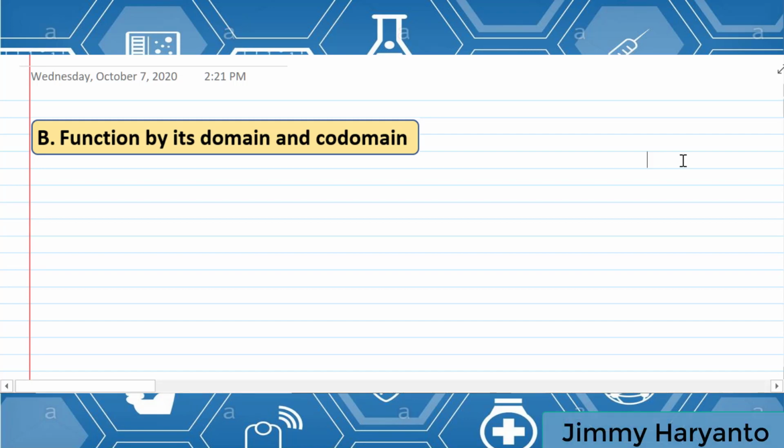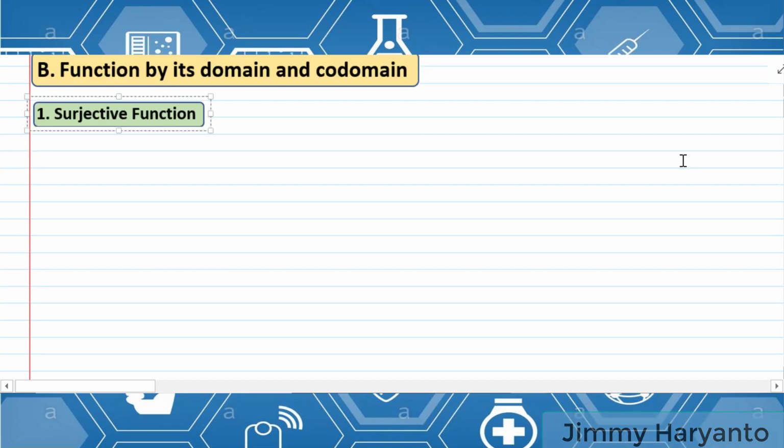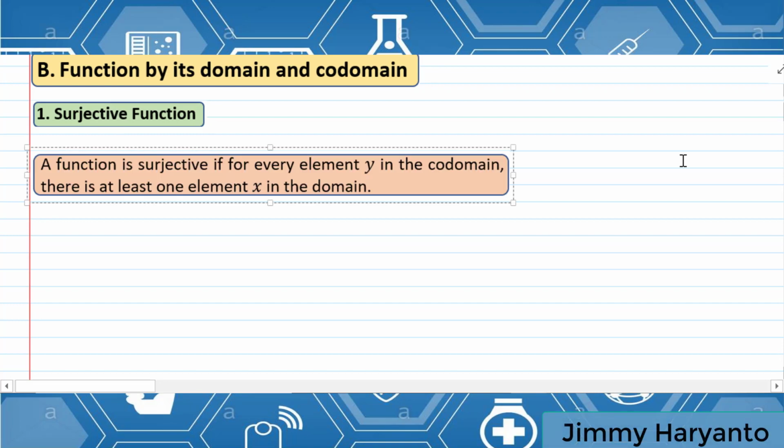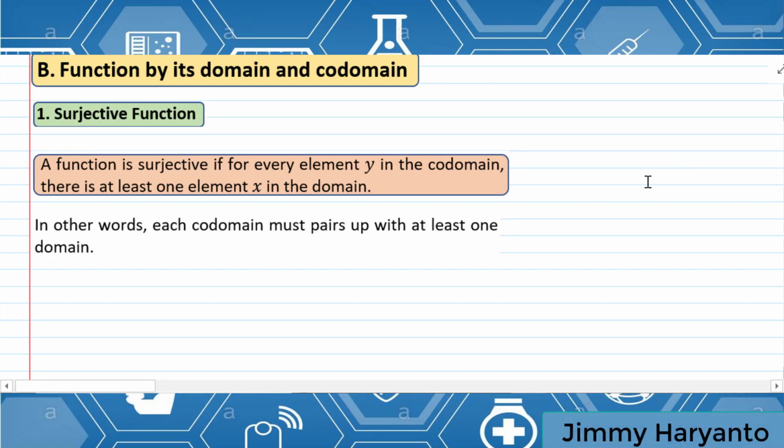Okay guys, today we will continue with our types of function. Today is function by its domain and codomain. The first is surjective function. A function is surjective if for every element y in the codomain there is at least one element x in the domain.